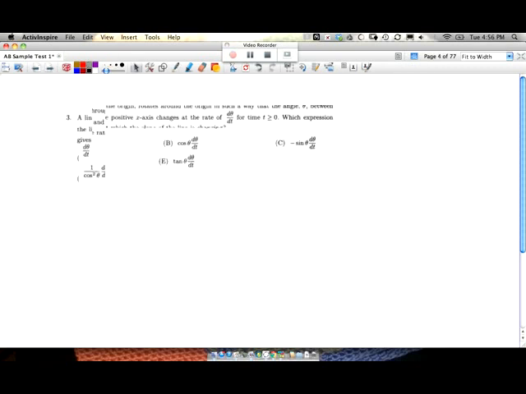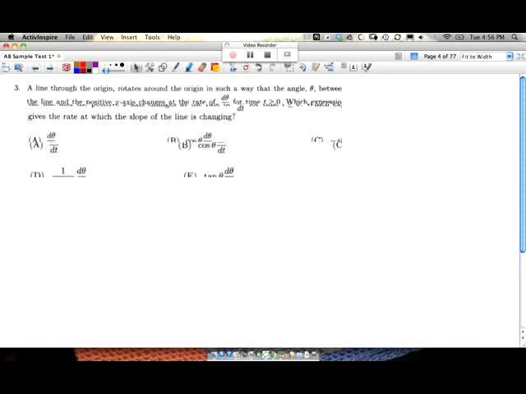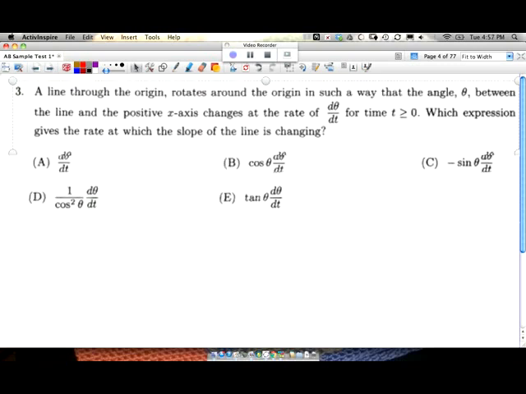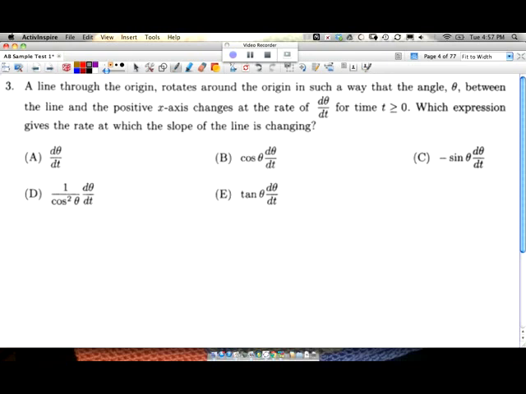Number 3. Okay, this one, I was working on this one with a student, and I was like, oh, that's rough. That's a little tough there. So let's look for some clues. Let's do some problem solving here. It says a line through the origin. Whoa, that's got information packed in it.